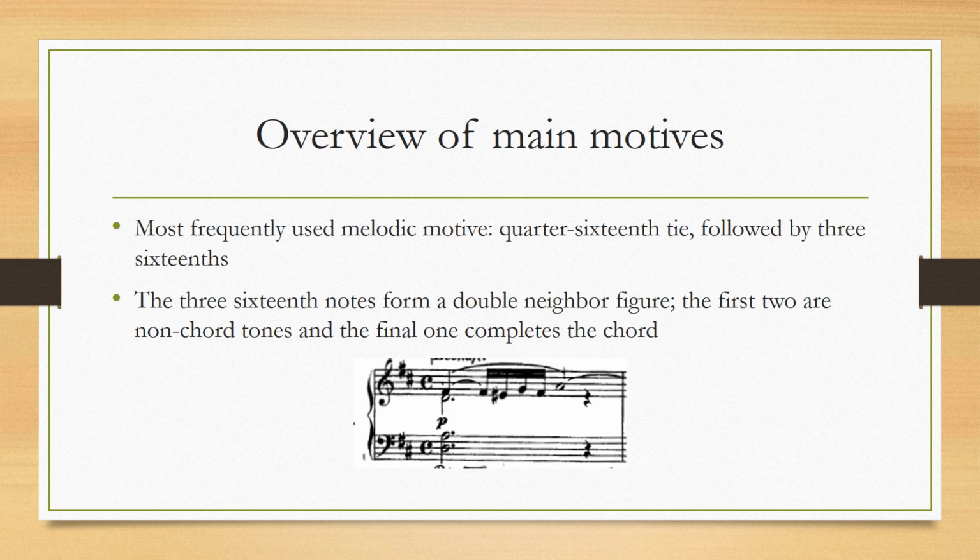So you've probably at this point gotten an idea of the main motives of this piece because they are extremely present. The most frequently used motive in this piece is the quarter 16th tie followed by 3/16ths. Those 3/16th notes serve to form a double neighbor figure. So the first two are non-chord tones and the final one completes the triad. As we can see in this illustration, the E sharp and the G are the non-chord tones, and they surround the F sharp, which is a chord tone. So it adds some harmonic color and interest.